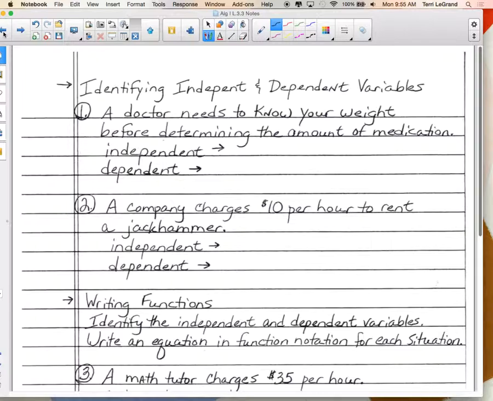Okay. You can change the weight by adding or subtracting. The dependent variable would be the amount of medication. Yeah. Why do you suppose they weigh you at the doctor when you go? They need to know how much you weigh. So if they're going to prescribe some medicine, they can say, oh, they should get this dosage of medicine. So the independent is the weight, and the dependent is the amount of medication.